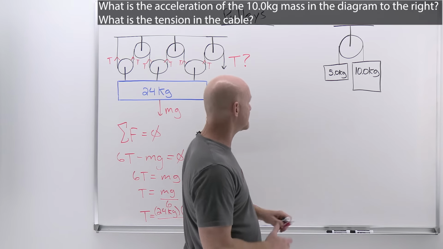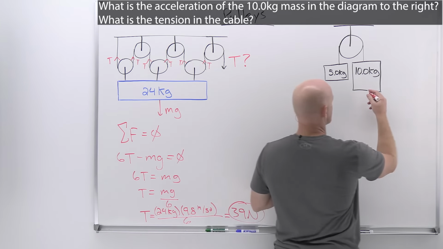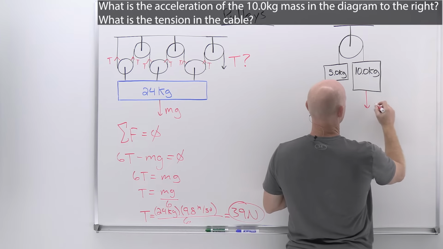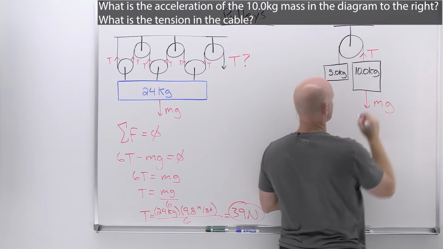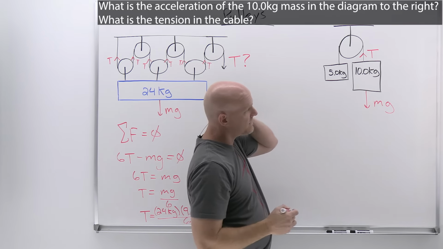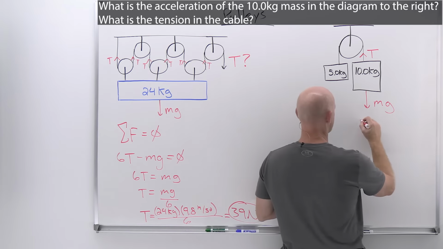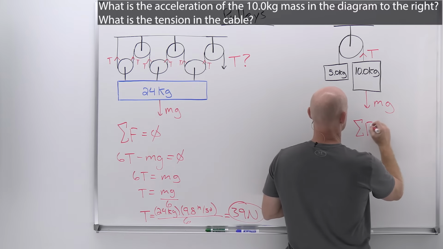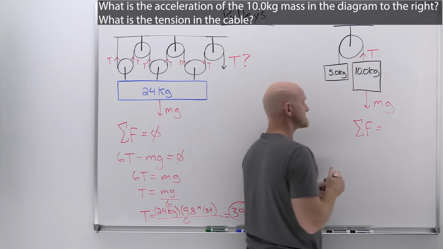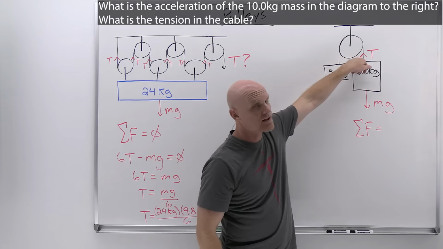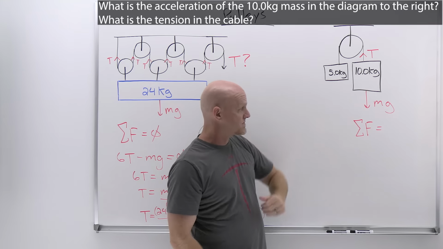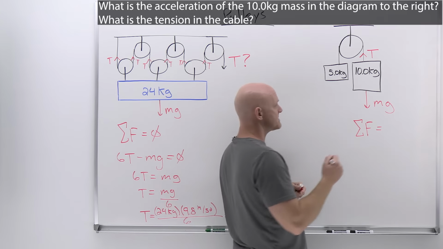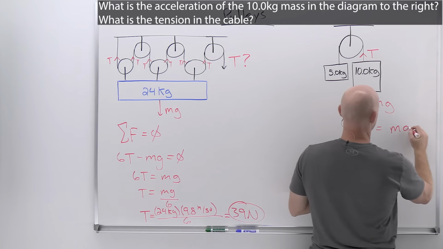All right, so let's start with the 10 kilogram one here. It has its own weight, which I'll call mg, and then it's got a tension force pointing up as well. And if we do the sum of the forces equation here, in this case, again, we said this object is going to be accelerating downward. The forces aren't balanced, and as a result, Newton's second law is going to apply, and the sum of the forces is going to equal ma.